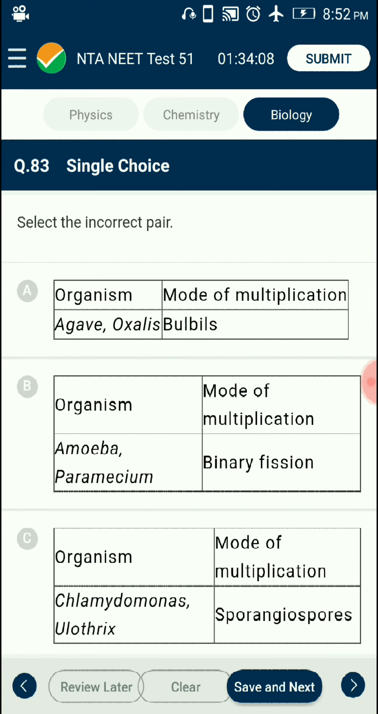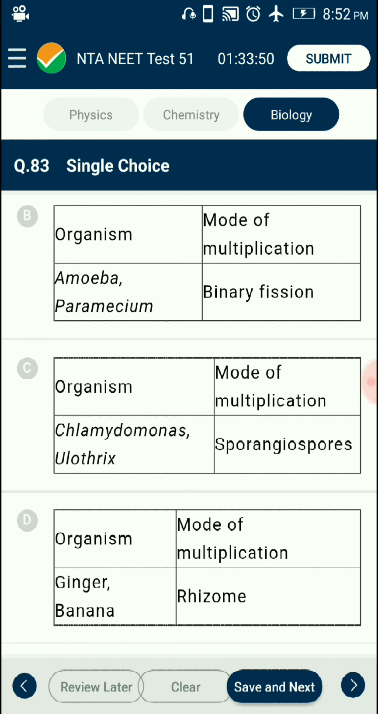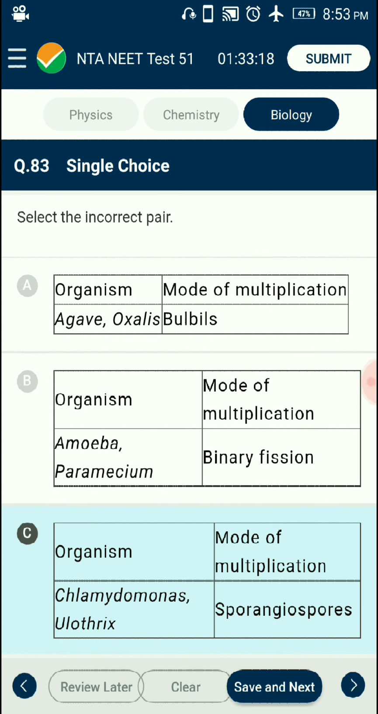Question number 83. Select the incorrect pair. Produced inside the sporangia, which are non-motile spores. The wind is used for the dispersal. New mycelium is produced on getting germinated. Example, Rhizopus, Mucor, etc. In Chlamydomonas and Ulothrix, zygospores are observed, which are motile. Hence, that is the mismatched pair. So the answer is option C, Chlamydomonas, Ulothrix. The mode of multiplication is sporangiospore. That is the incorrect pair.